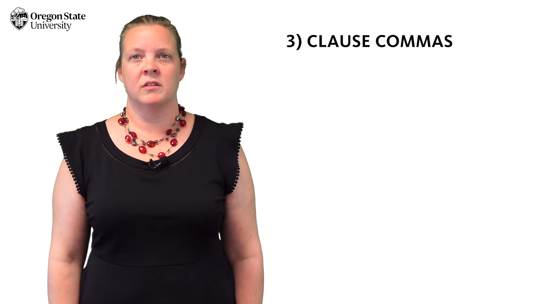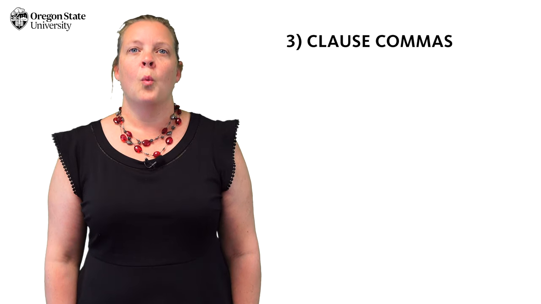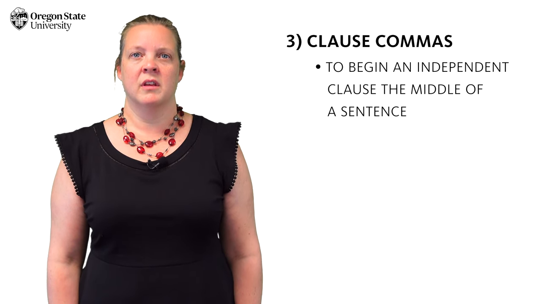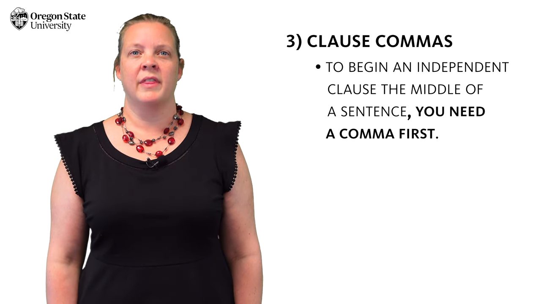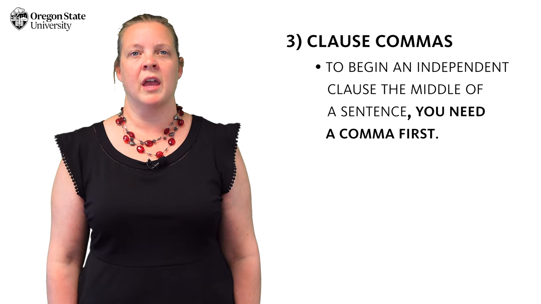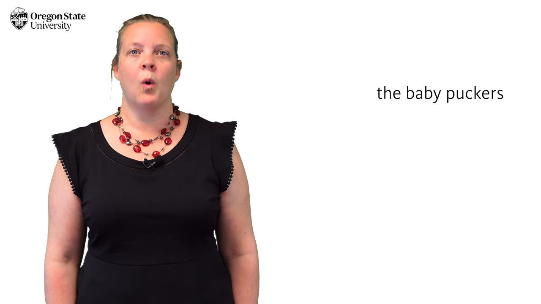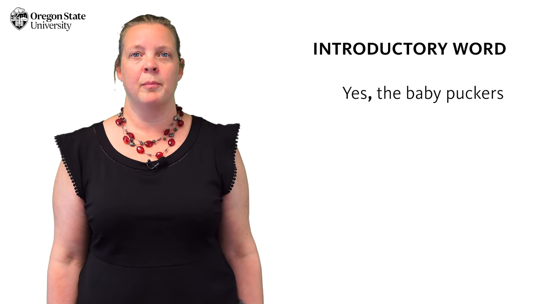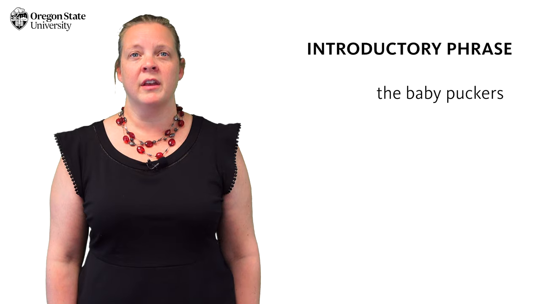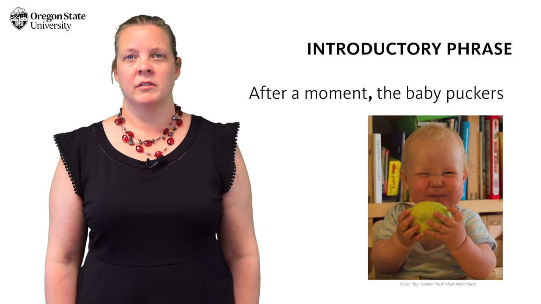When it comes to clauses, the rules are a little bit more complicated, but the basic version is this. Whenever you begin a new independent clause in the middle of a sentence, you need a comma first. The comma helps to separate that new independent clause from whatever came before it. An example of an independent clause would be, "The baby puckers." Well, if we want to put an introductory word before it, we use a comma. Yes, the baby puckers. If we want to put a phrase before it, we use a comma. After a moment, the baby puckers.